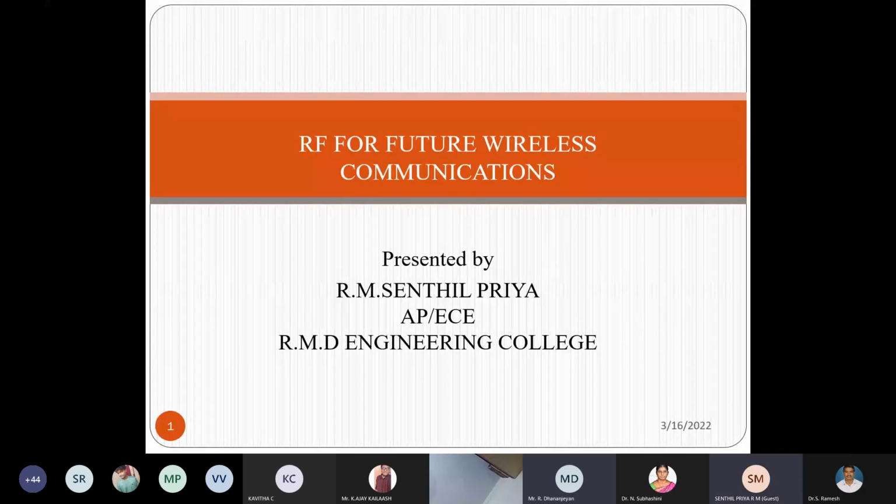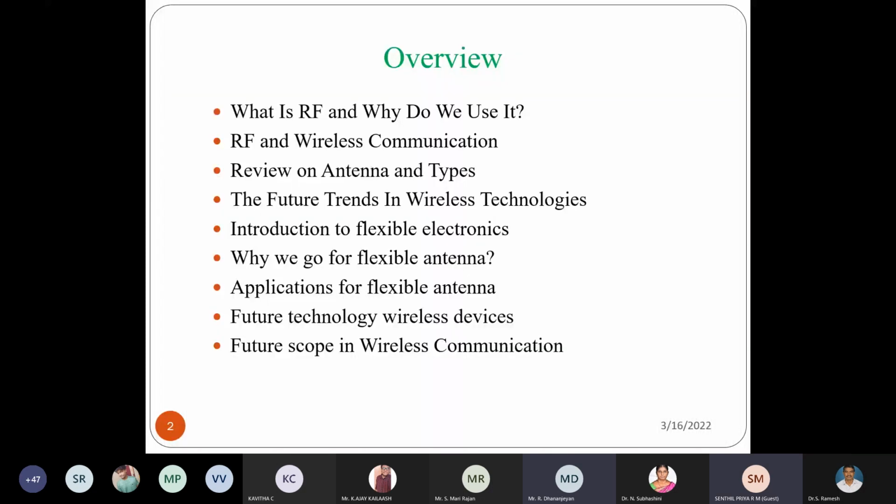So, this is Senthil Priya, Assistant Professor ECE of R.M.D. Engineering College. Today I'm going to discuss RF for future wireless communication. This is the overview of this session. I'm going to start with what is RF and why do we use it, and what is the relation of RF and wireless communication.